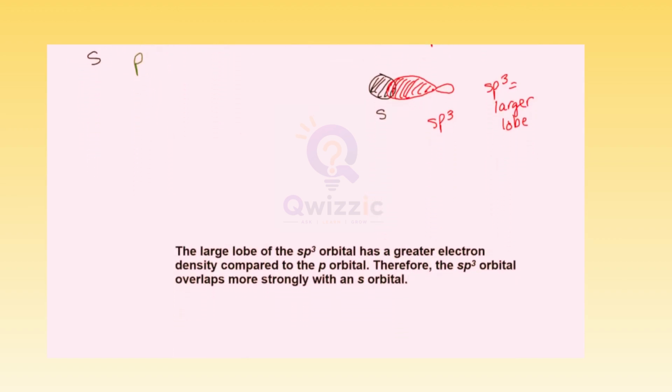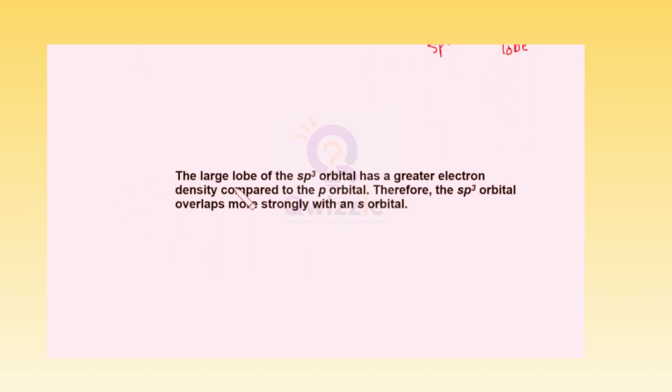So the correct answer for this problem is the large lobe of the sp3 orbital has a greater electron density compared to the p orbital. Therefore, the sp3 orbital overlaps more strongly with an s orbital. And that makes A the correct answer for this problem. That's it for this one.